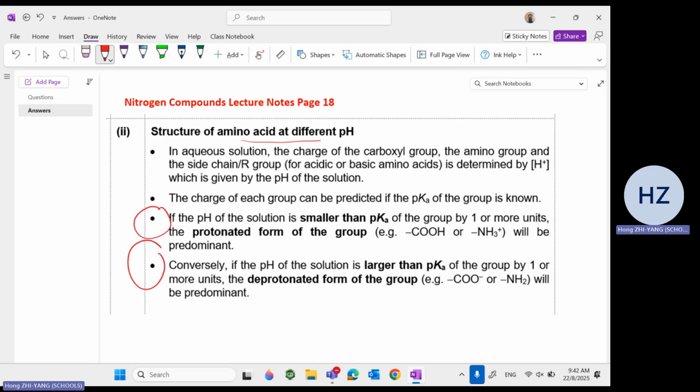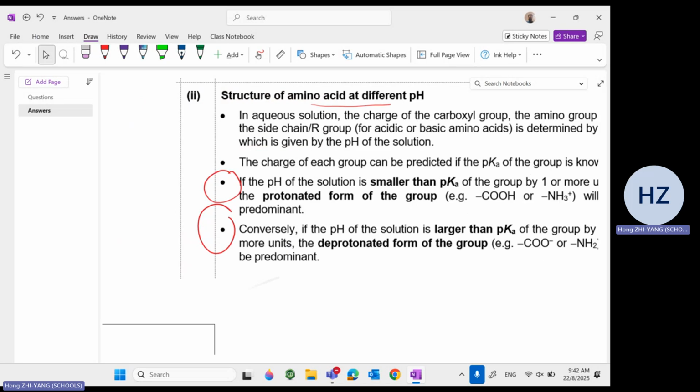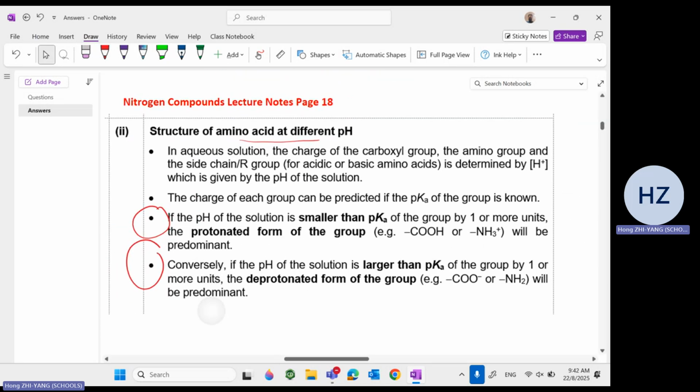Okay, so it's this part of your notes. If you want to find it, it's on page 18. Right, I don't have to read it out, right? Okay, that's the idea, is just compare pH and pK. Okay, right, let's move on. All right, is it okay, everyone?